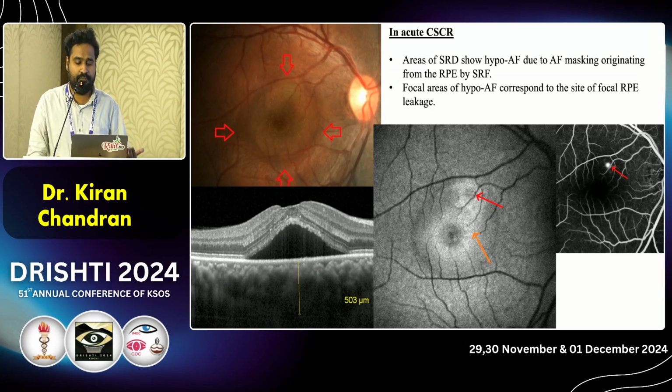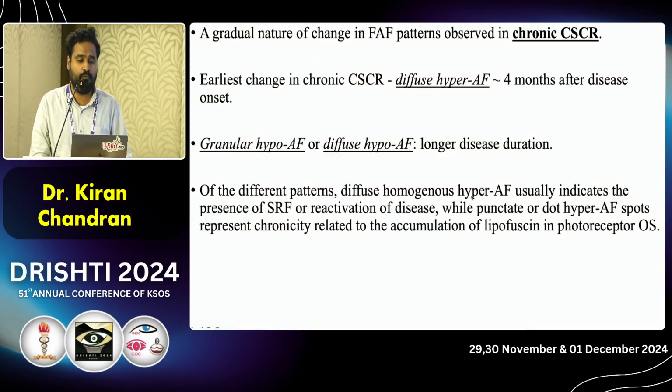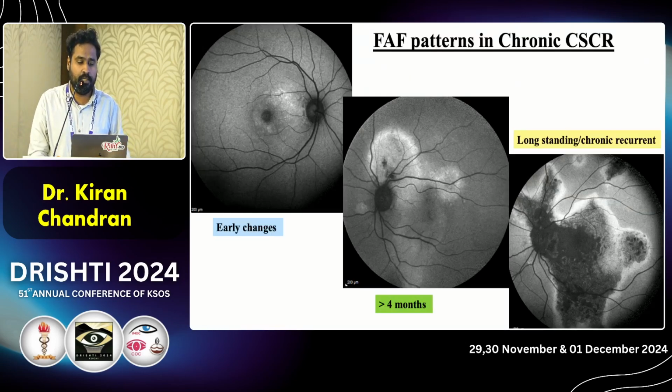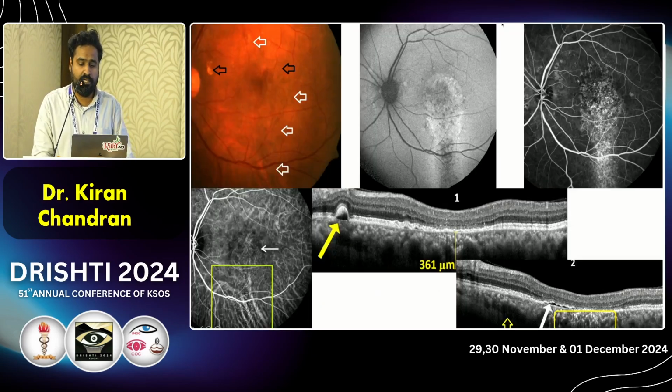In cases where FFA is contraindicated, you can use FAF as a tool for treating these patients with focal laser. In chronic CSCR, you get different patterns like diffuse hyperautofluorescence in the early changes. More than 4 months, you can see a granular pattern of hypo and hyperautofluorescence, and in long-standing cases, you get diffuse hypoautofluorescence. So a nice gravitational track can be seen on FAF in this patient, and corresponding window defects are seen on FFA, and the OCT shows widespread loss of outer retinal bands.